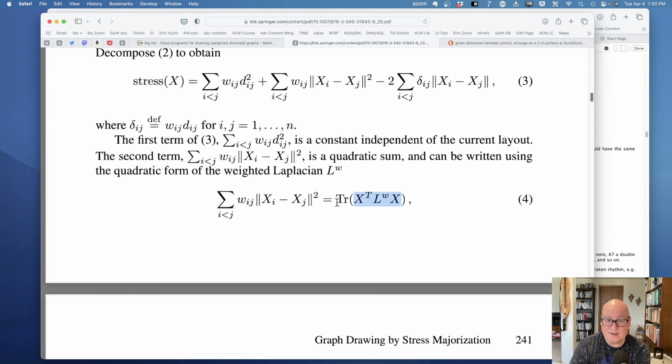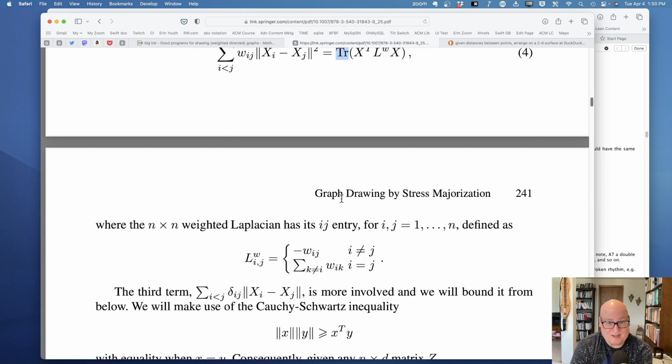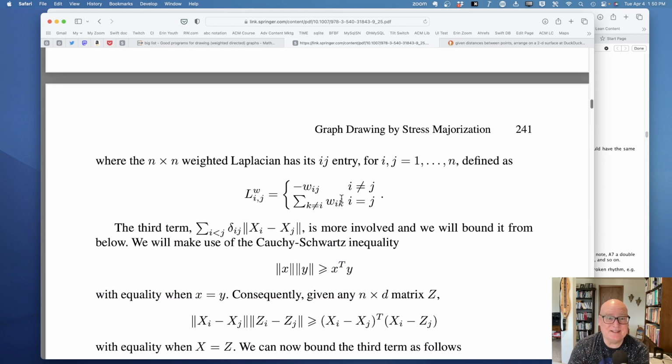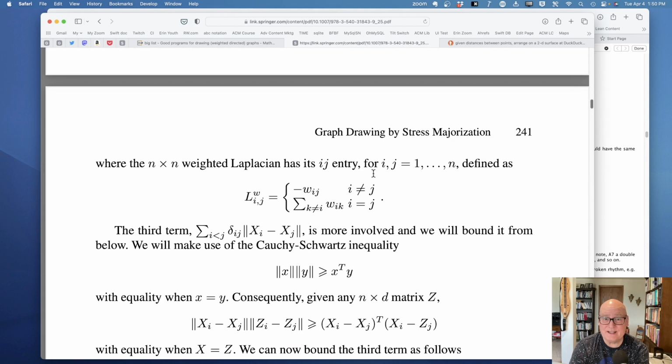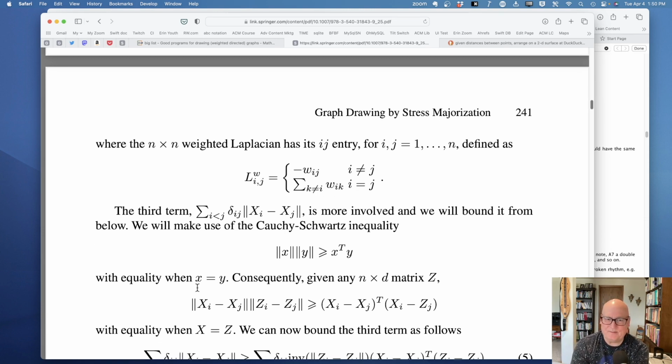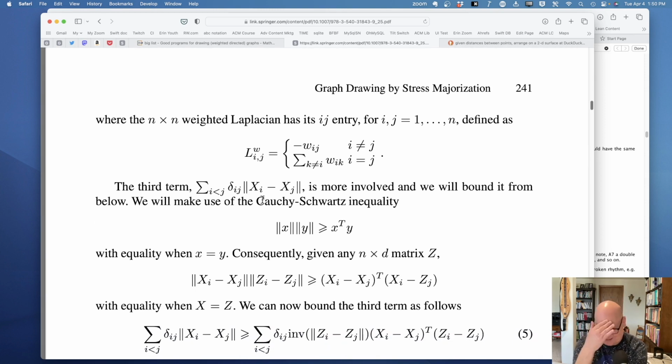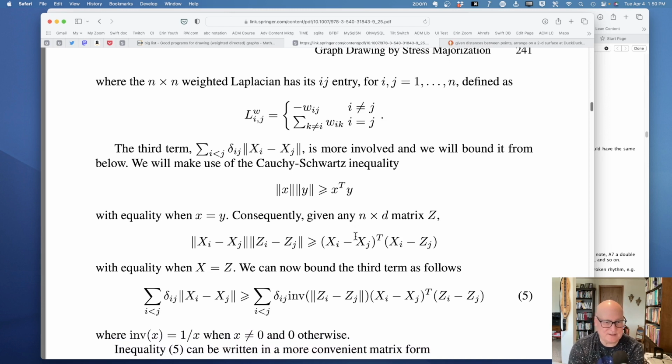So right there is where I'm lost. I've heard of Laplacian transform, but I don't know how to do it. So n by n weighted Laplacian has these entries, minus wij, or the sum of a bunch of omega ij, or the sum if the numbers are the same. Okay, some other sum. And then the third term is more involved, like, oh no. We'll make use of the Cauchy-Schwarz inequality, xy greater than or equal to x to the ty. I don't know what t is there.